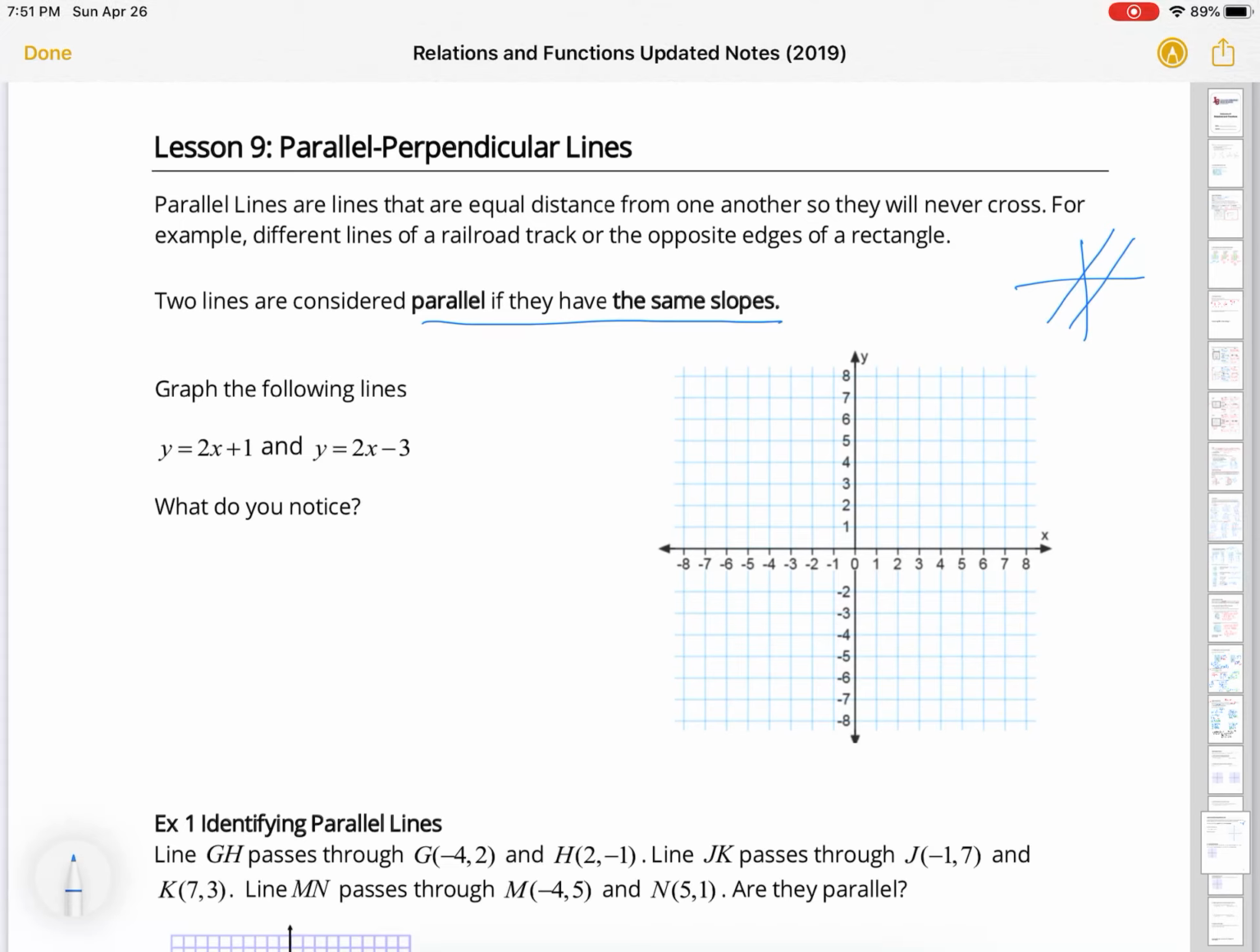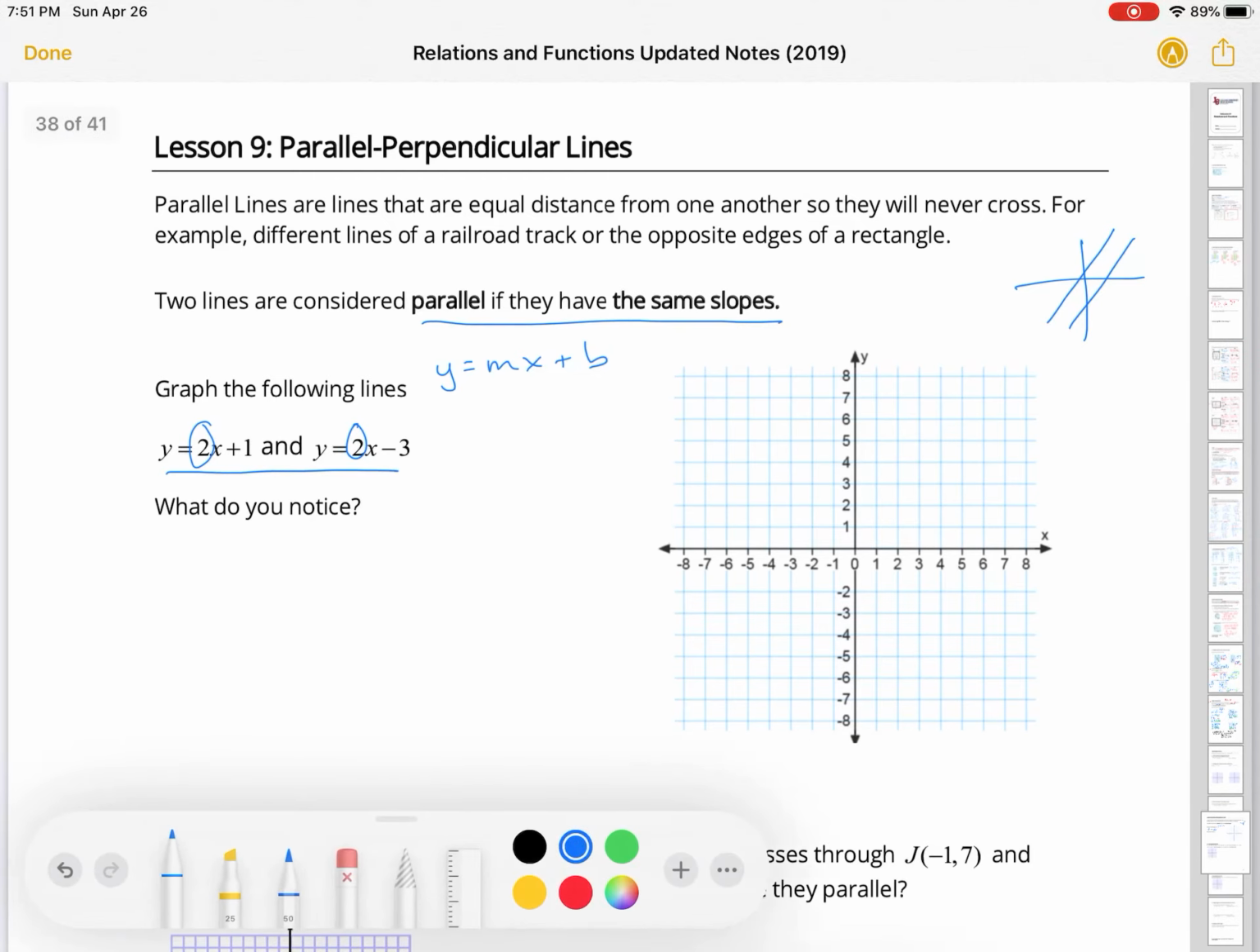So let's look. Parallel lines are lines that are equidistant from one another, so they will never ever cross. For example, different lines of a railroad track or opposite ends of a rectangle or a square. And two lines are considered parallel if they have the same slope. So we're going to graph these two lines here and see what happens. Now, thinking about these in terms of our y equals mx plus b, they're both in that form and they both have the slope of 2.